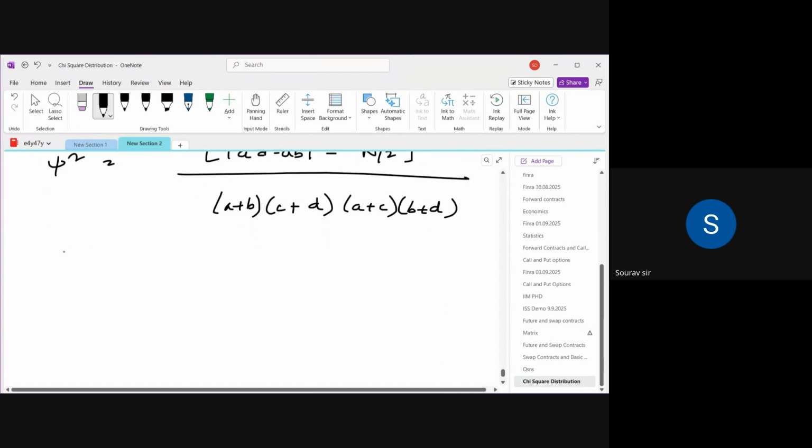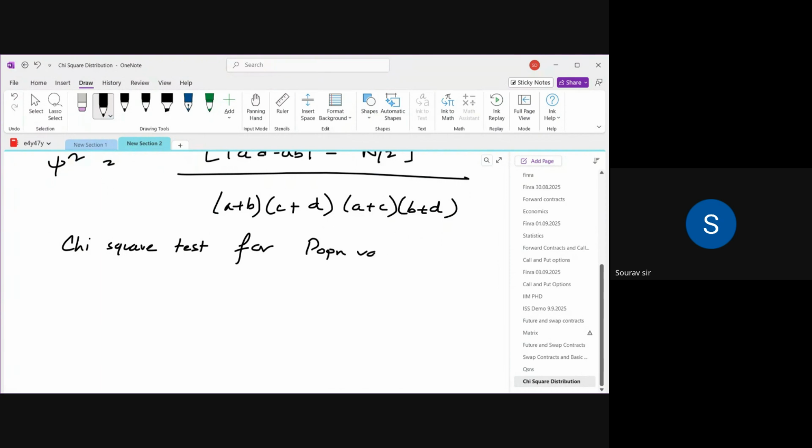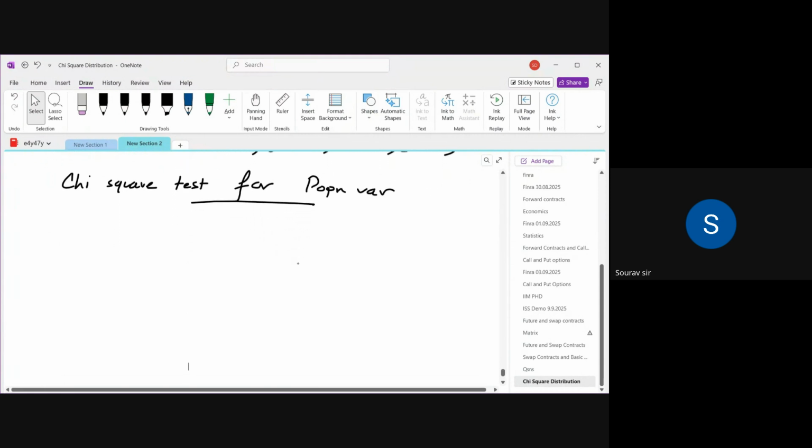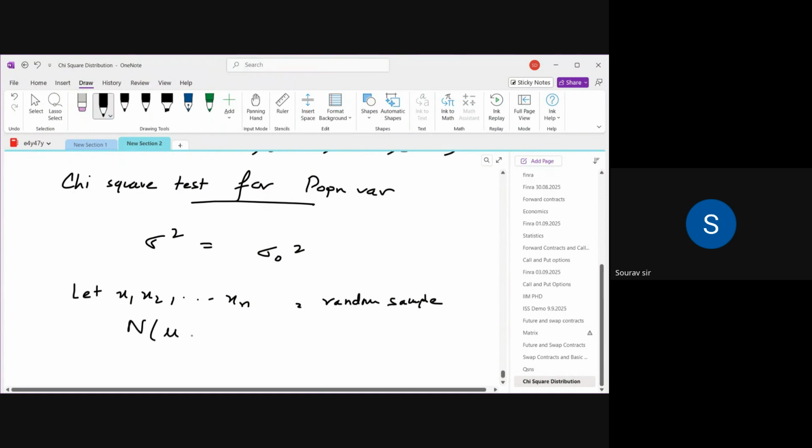Next, chi-square test for population variance. Very important topic. We know sample statistics, we all do. So population variance, we have to. Suppose we want to test if the given normal population has a specified variance. So how we do that? Okay. So then let x1, x2 till xn be a random sample from a given normal population.